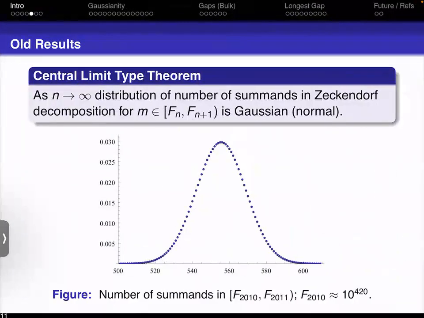Okay. So here is a theorem that as n goes to infinity, the distribution of the number of summands in the Zeckendorf decomposition converges to a Gaussian. When do you think this was first discovered?